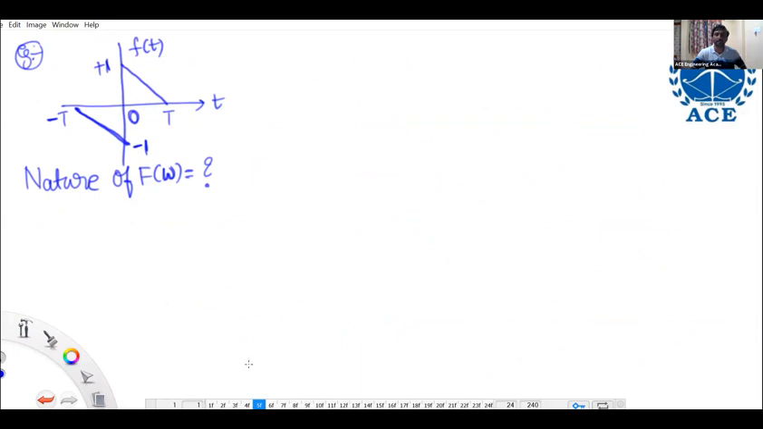Amplitude plus or minus 1 means real. Is it looking like an even function or an odd function? Odd. So, as the signal is real and odd, what is the nature of the spectrum? Imaginary and odd. If the signal is real and odd, the nature of the spectrum is imaginary and odd. Correct or not?